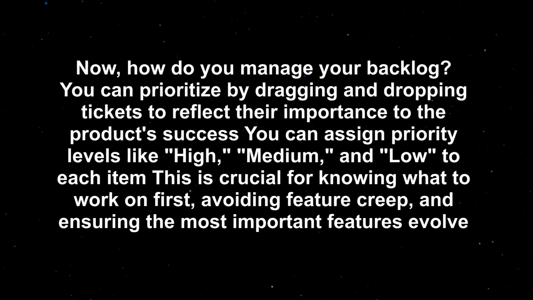Now, how do you manage your backlog? You can prioritize by dragging and dropping tickets to reflect their importance to the product's success. You can assign priority levels like high, medium, and low to each item. This is crucial for knowing what to work on first, avoiding feature creep, and ensuring the most important features evolve.